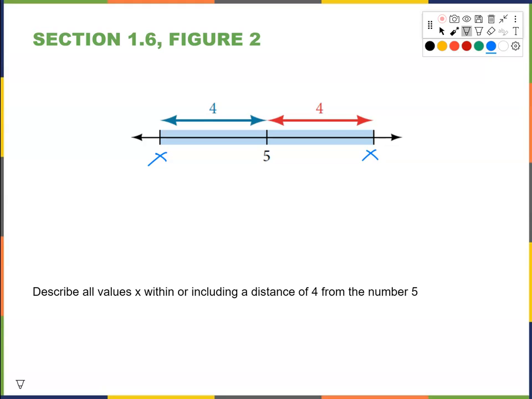The distance from x can be represented using the absolute value as the absolute value of x minus 5. So we want the value of x that satisfies the condition: the absolute value of x minus 5 is less than or equal to 4. So how do we do that?